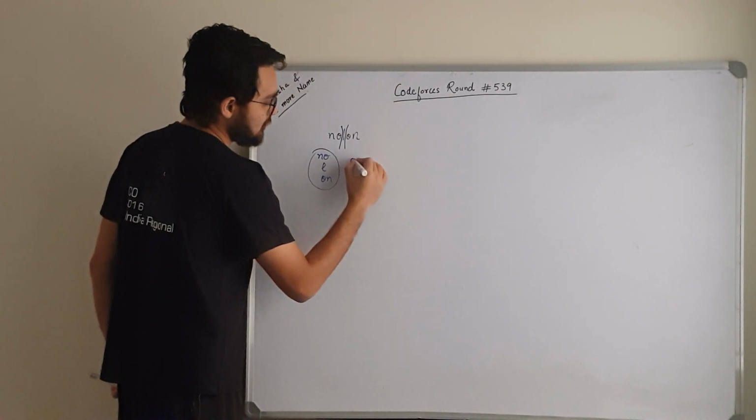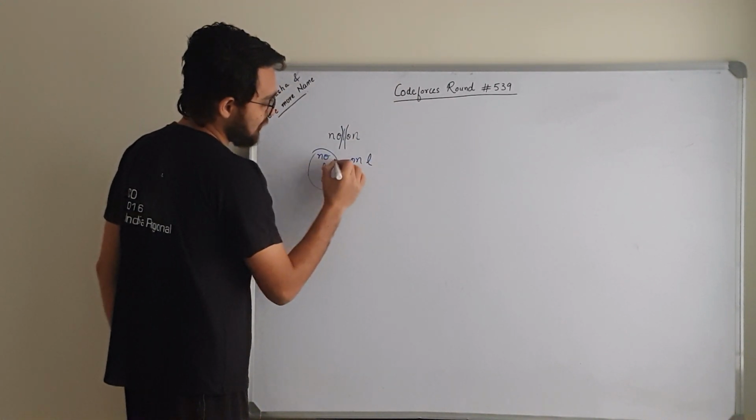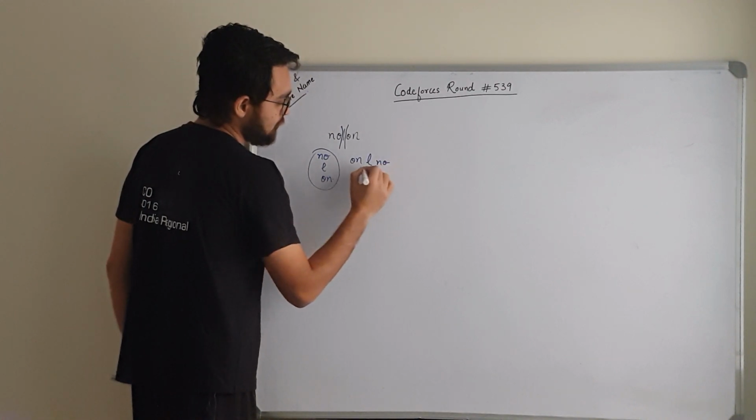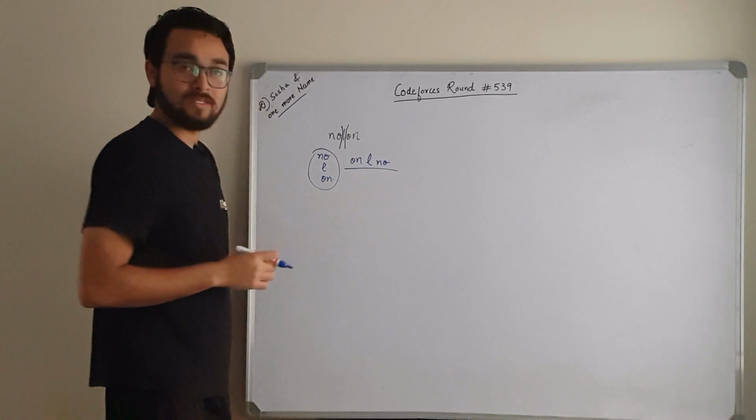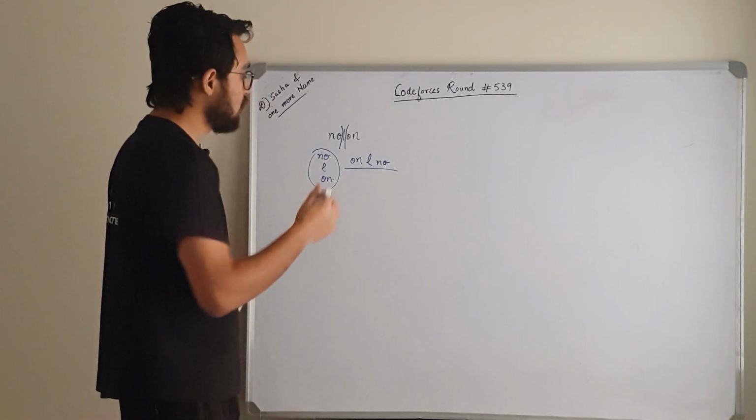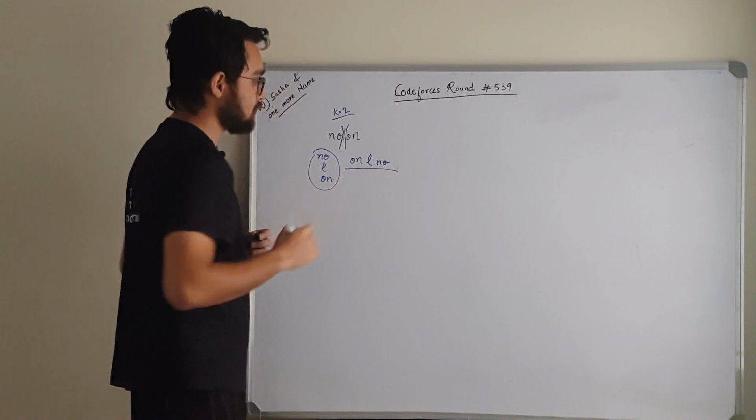For example, how can I use these parts to form a new palindromic string? I can take this "on", then place this L, and then place this "no". Now you can see that this is a palindrome and it is different from "noLon" as well, and we did it in two cuts. So here k is equal to 2.